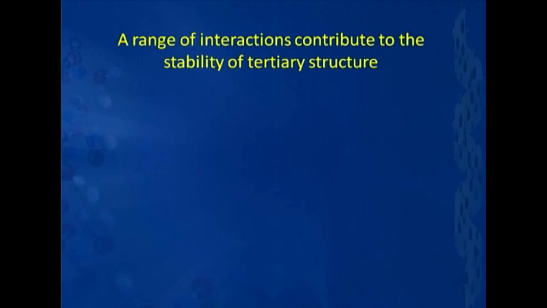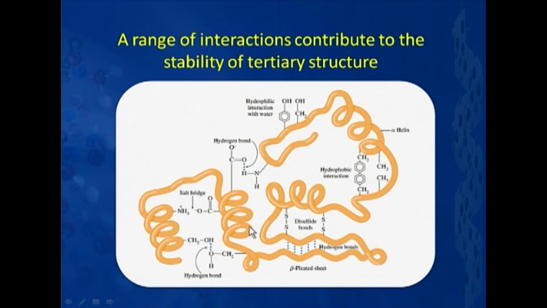Now, when we talked about the secondary structure, alpha helix and beta sheet, we realized that it is the hydrogen bond which primarily is responsible for the stability of the structure. In the case of tertiary structure, there are many more forces involved. Let us see. In the case of tertiary structure, a range of interactions contribute to stability.